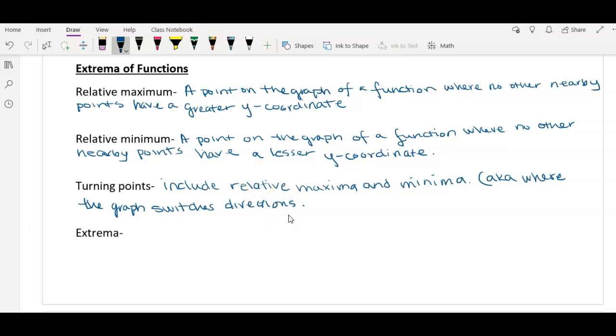So extrema actually references all of those, the relative maximum, the relative minimum, and the turning points. And we just call it extrema. And when we say extrema, we need to know that we're talking about all three of those. So it refers to relative maximum, or maxima, because plural, the relative minima, and turning points.